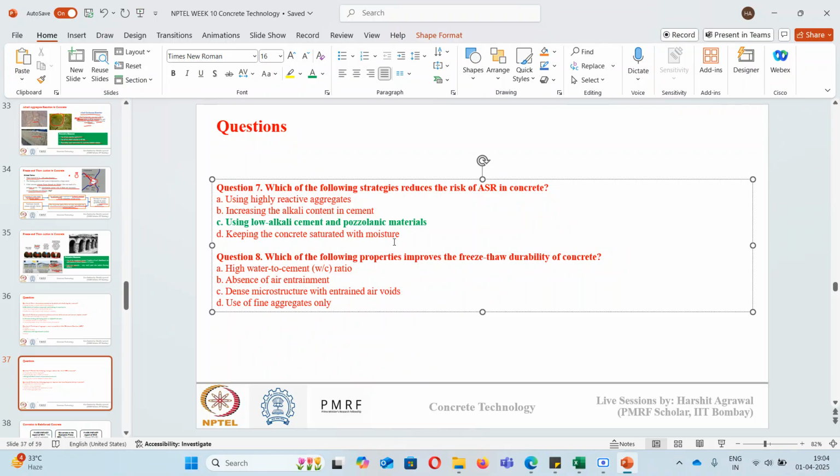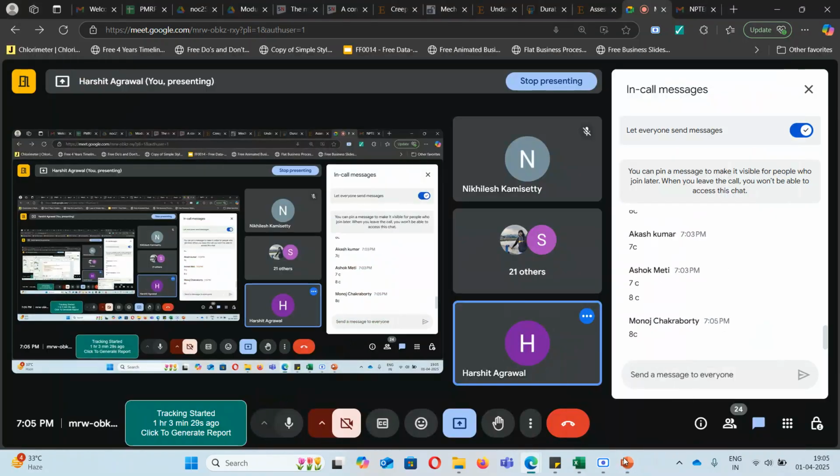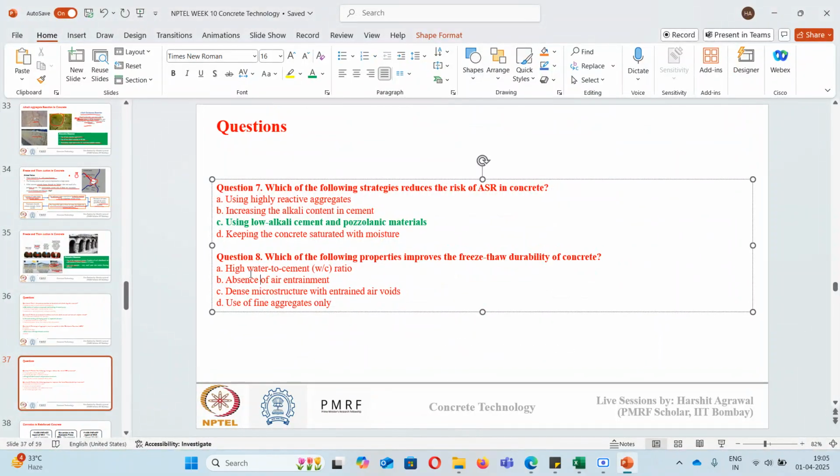Question number 8. Which of the following properties improves the freeze thaw durability of concrete? Okay, so again the answer is very simple here. Dense microstructure with air entrained voids.